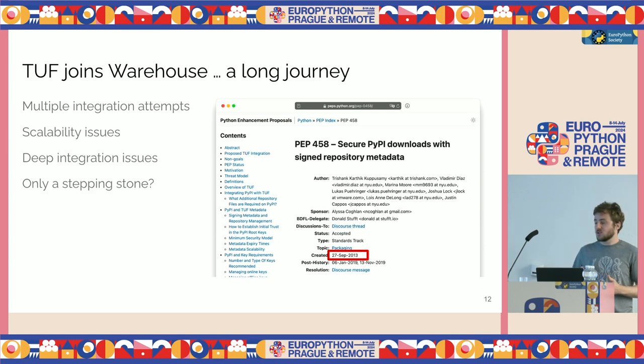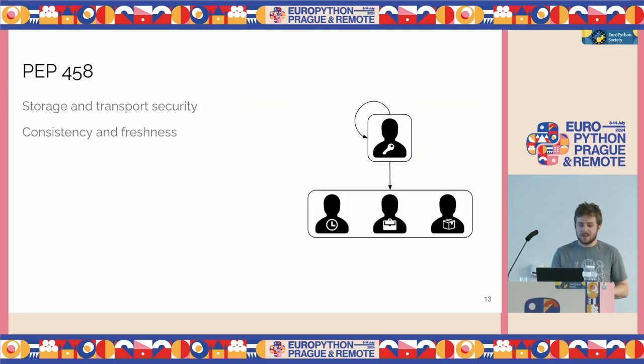But it doesn't survive a compromise of the online key. Like if someone breaks into PyPI and manages to sign with that online key, then TUF doesn't help you there. But PEP 458 does have a merit in itself, and that is it makes storage and transport security non-critical. That's good news for mirrors or CDNs.